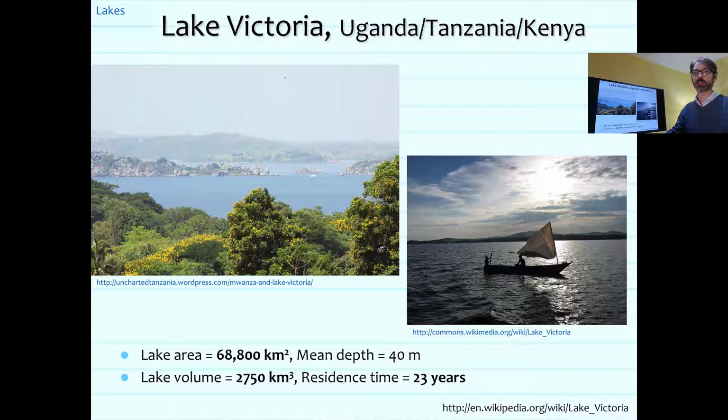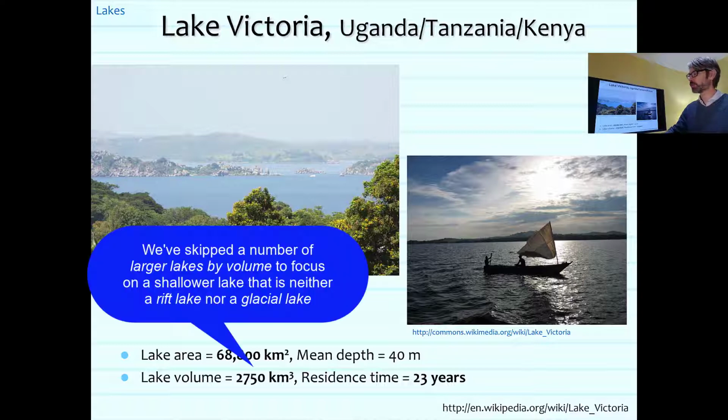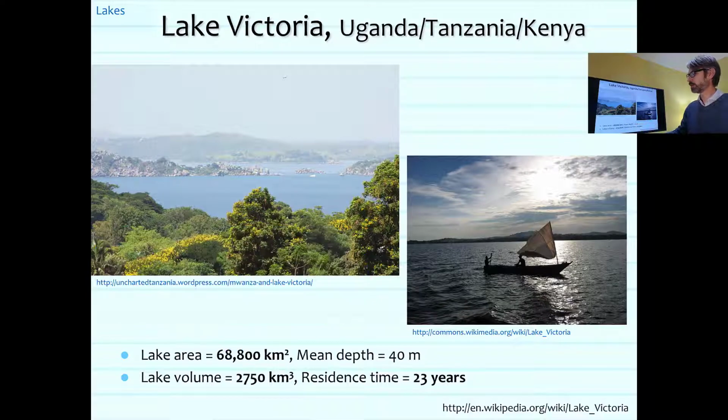Lake Victoria is substantially smaller than the previous lakes. It has a very large surface area, but a very small mean depth, and so its lake volume is about 22% of Lake Superior. The residence time here is also much lower, about 23 years.